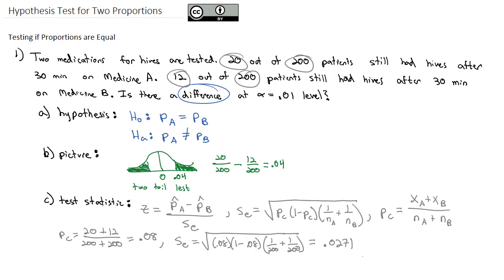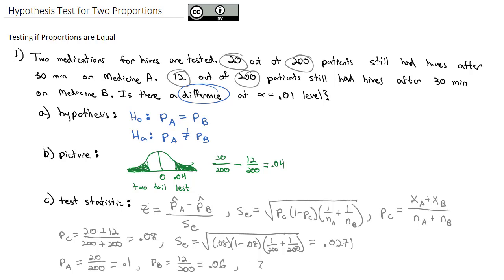We look like we're ready then to go to z, but with z, we need to know the proportion of A and the proportion of B. So there's actually two more things that we need to find. A lot of pieces to put together to get this test statistic. The proportion of group A. Group A, we had 20 out of 200 still have hives after 30 minutes. 20 out of 200 is 0.1. Group B's proportion, B was 12 out of 200. That's going to be 0.06.